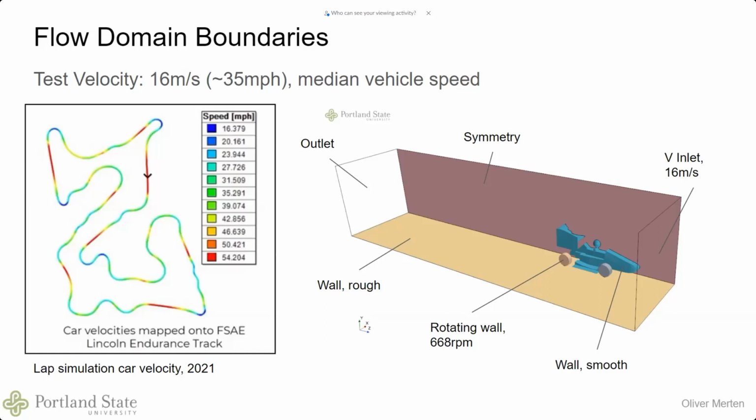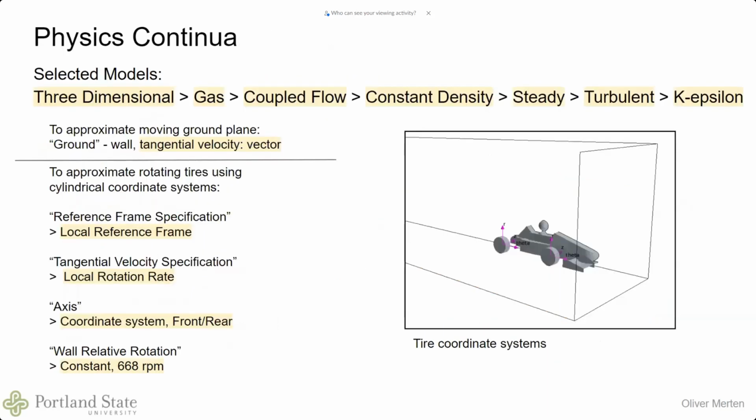There are a couple symmetry boundaries, an inlet, an outlet, a ground condition, and then rotating tires at 668 RPM, which is the 16 meters per second for their radius. There are a couple things to set up for that rotating tire physics, including a couple new coordinate systems, which was a fun exercise within StarCCM. Also the moving ground condition, because the car is not stationary with the air; the car is actually pushing through the air, so the air and the ground are moving past the vehicle.